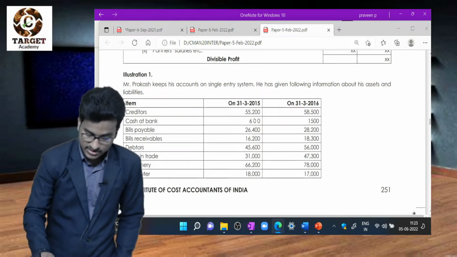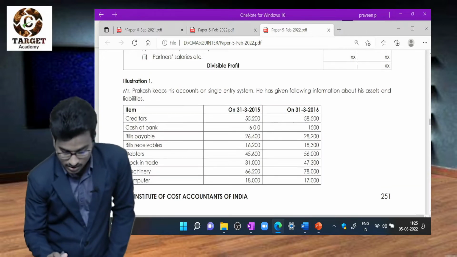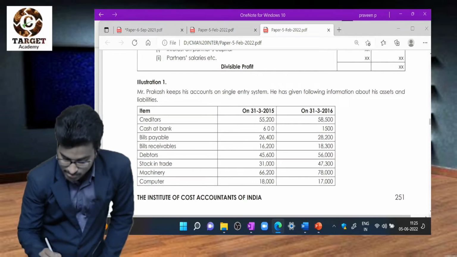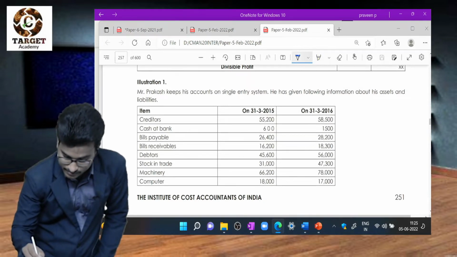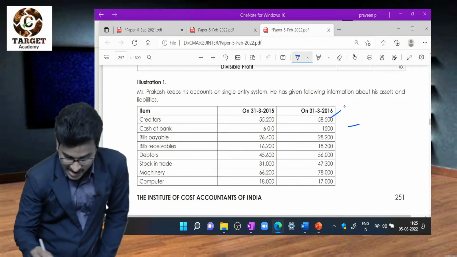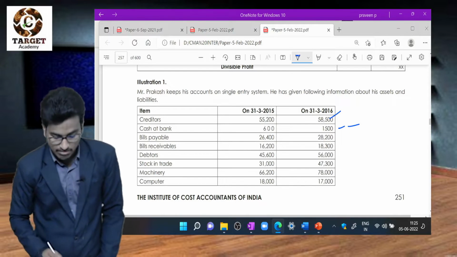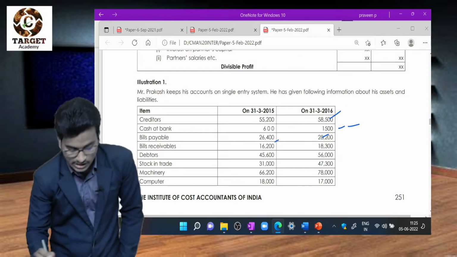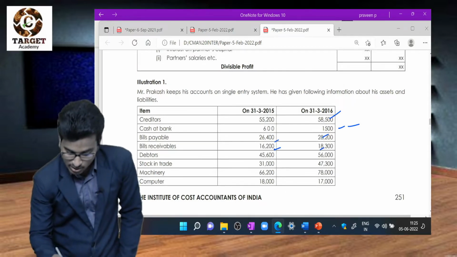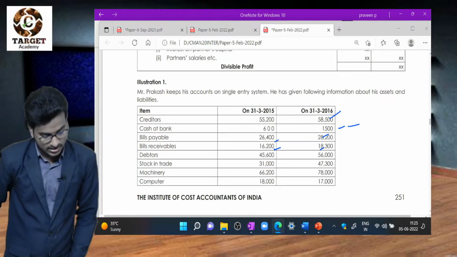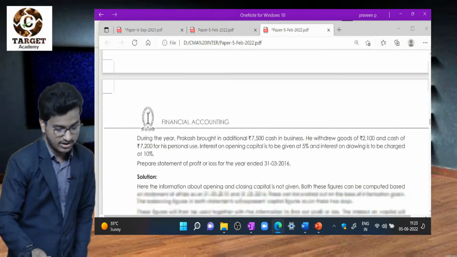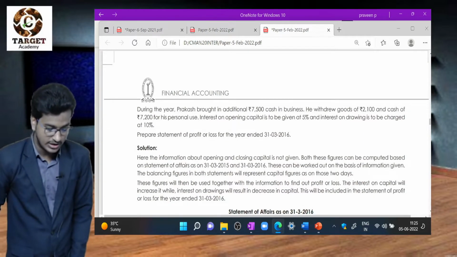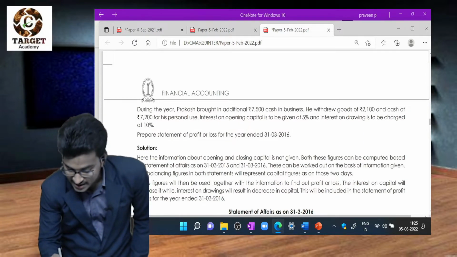Okay, just read the question. Creditors opening balance, closing balance, then cash at bank opening balance, closing balance, bills payable opening, closing, bills receivable opening, closing, debtors, trade, stock in trade, computer, machinery, opening and closing balance are given.